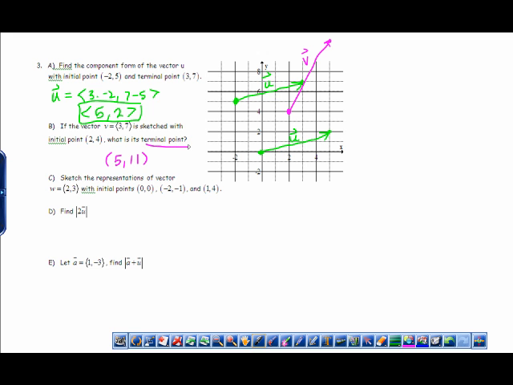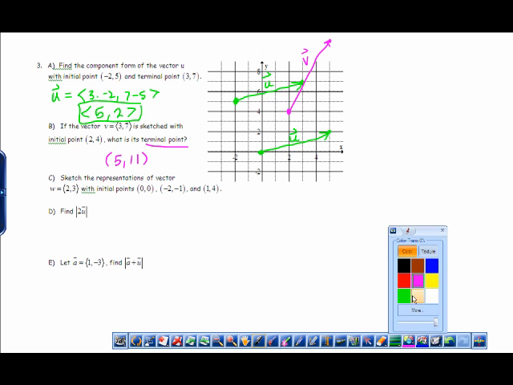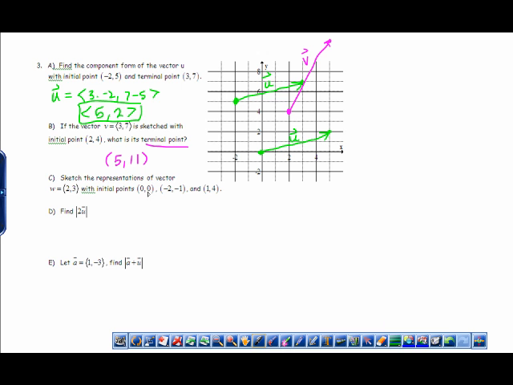Okay. Let's look at part C. Part C says sketch the representations of vector W, and then they're going to give us 3 different starting points. Now, I want you to predict, I'm going to draw 3 different vectors. What do you predict will be similar to all 3 and different to all 3? Okay, let's see if your prediction checks out.